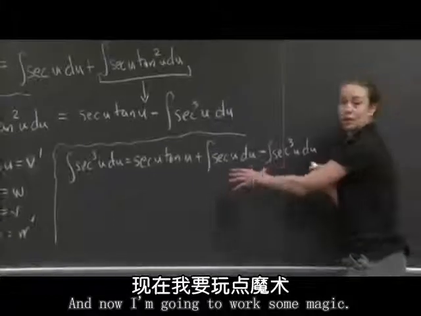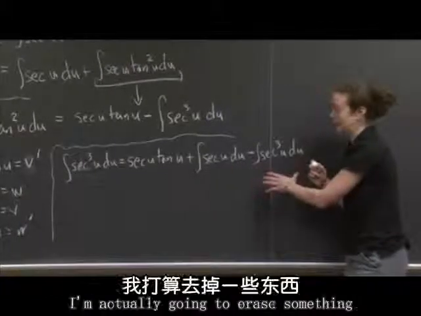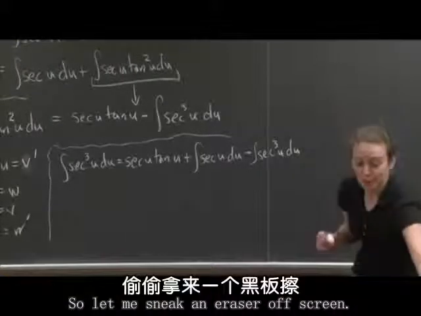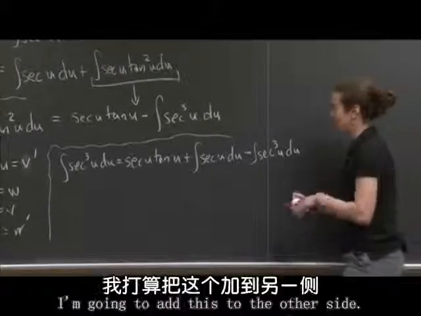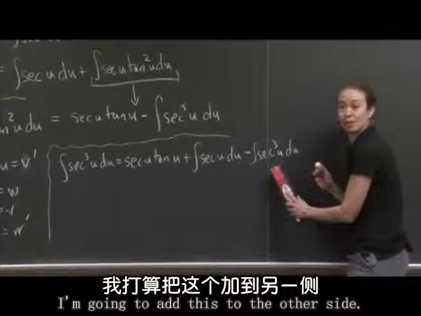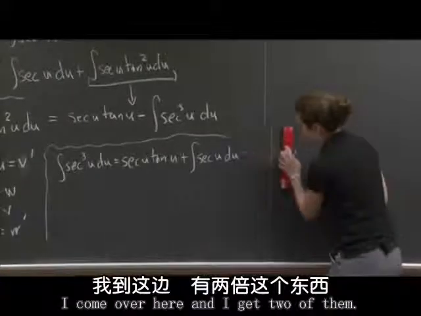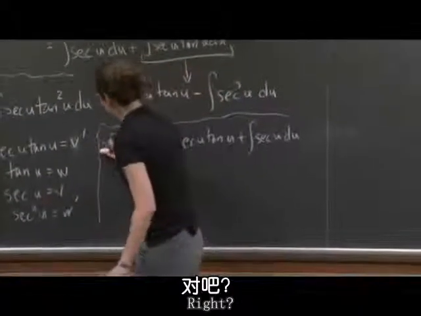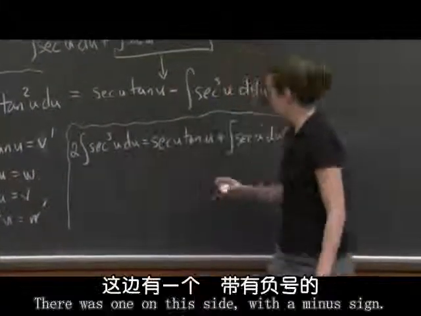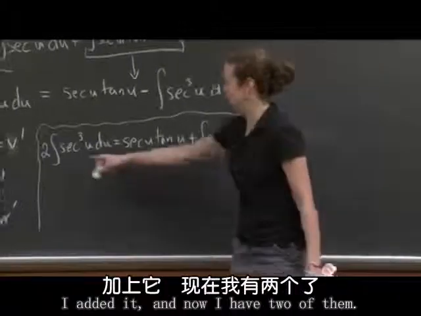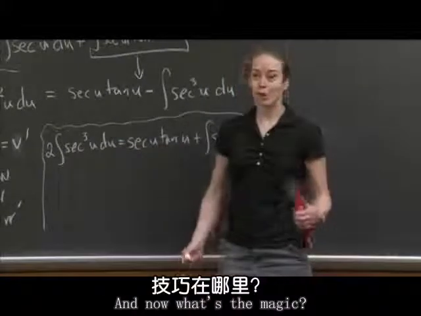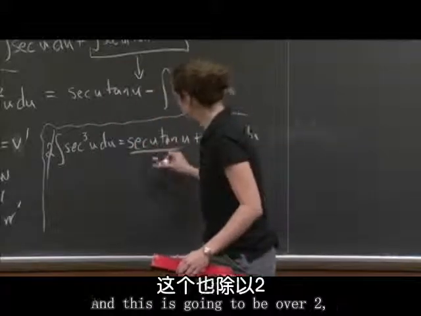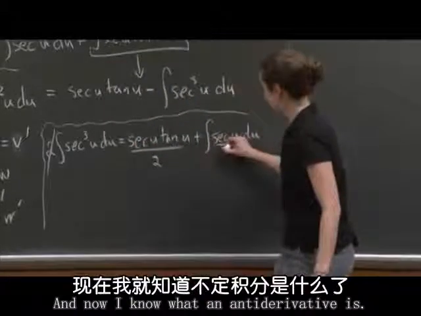Okay? And now I'm going to work some magic. I'm actually going to erase something and move it to the other side. So let me sneak an eraser off screen. I'm going to add this to the other side. And what's going to happen? I come over here and I get two of them. Right? There was one on this side with a minus sign. I added it, and now I have two of them. And now what's the magic? Well, I just divide everything by 2. And so this is going to be over 2, and this is going to be over 2.